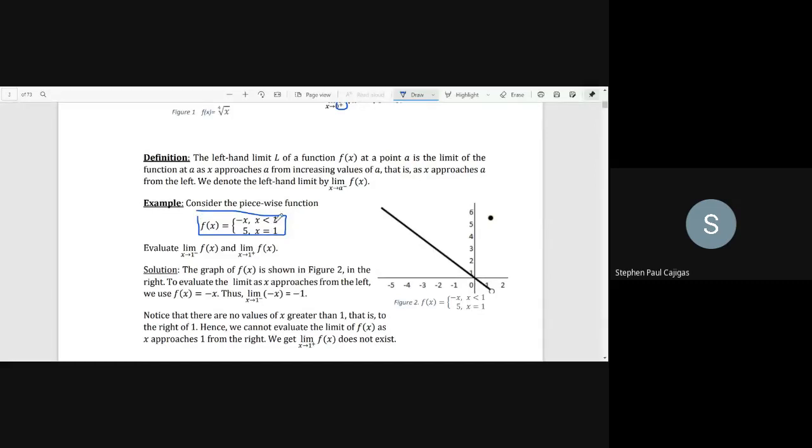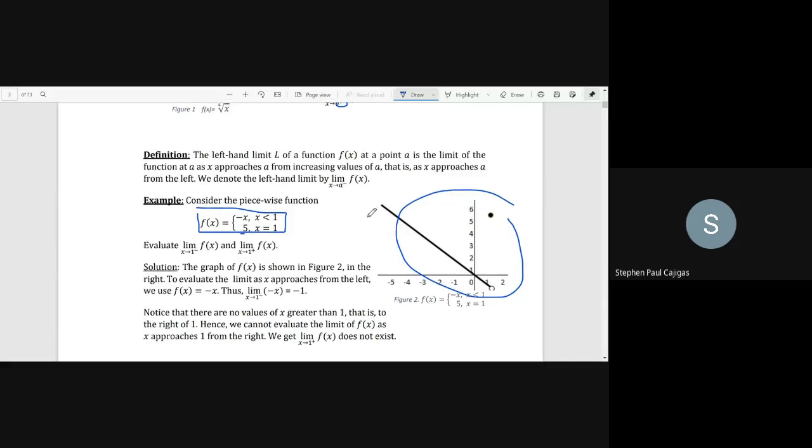So if x is less than 1, then the function we use is negative x, and if x is equal to 1, then it is equal to positive 5. So this is its graph again. Anything greater than 1, we have not defined. So our domain is only those less than or equal to 1.